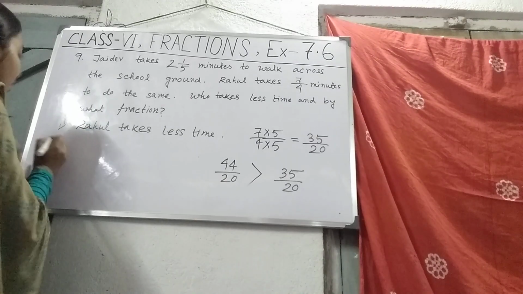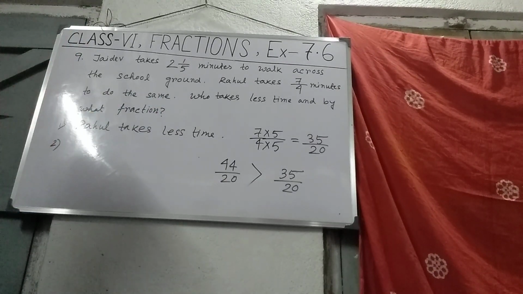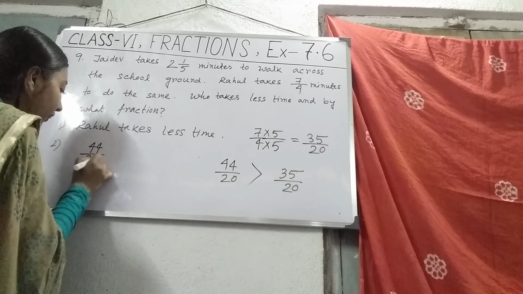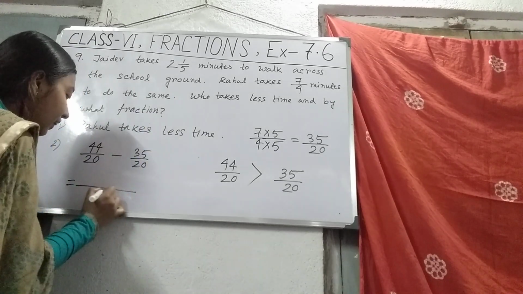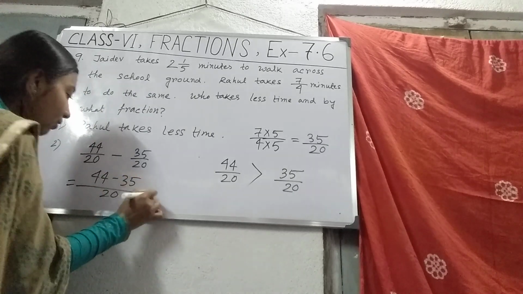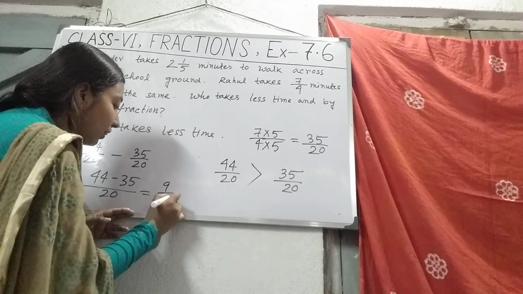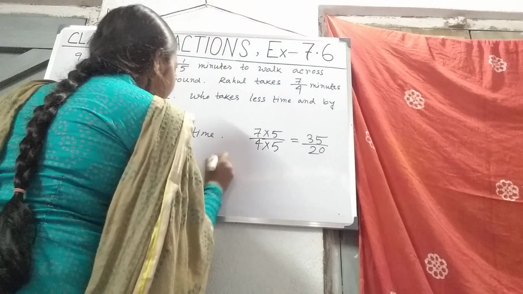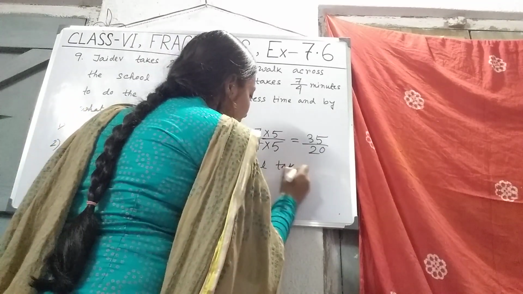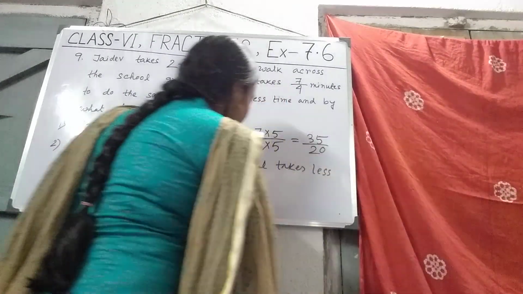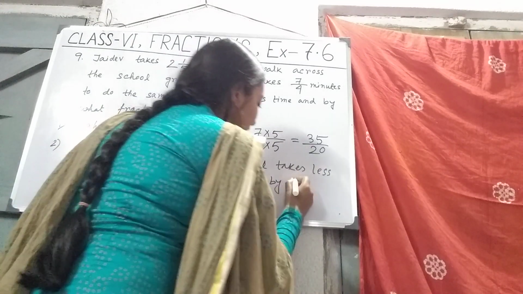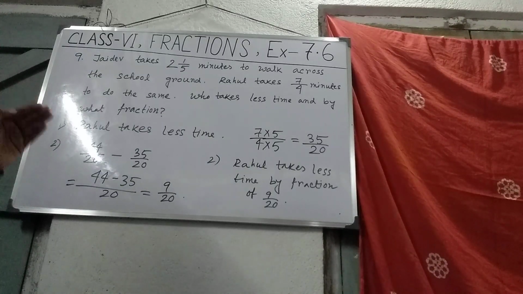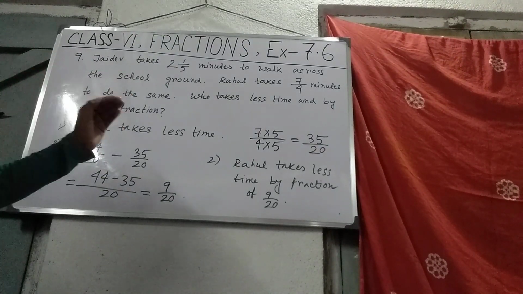And the second question is, by what fraction? For this we have to subtract smaller from bigger, then only we will get the required fraction. So that means 44 upon 20 minus 35 upon 20. So in denominator it will be 20 and numerator 44 minus 35. So 44 minus 35 comes 9 upon 20. So for answer, Rahul takes less time by a fraction of 9 upon 20. Okay, this will be the answer.